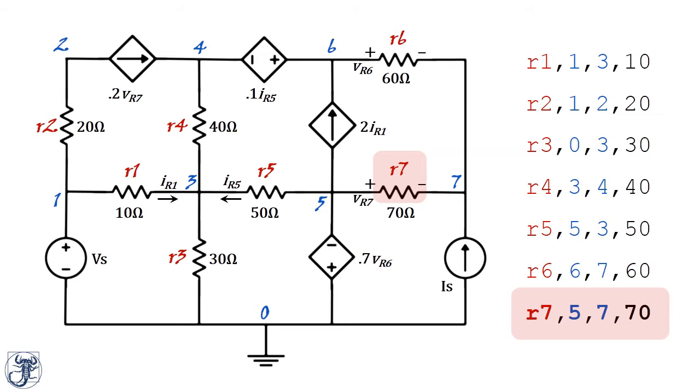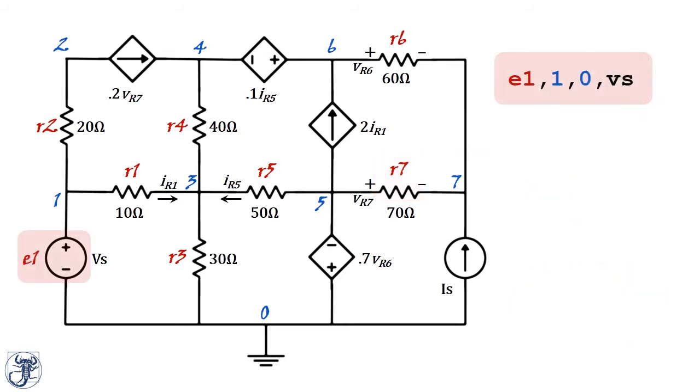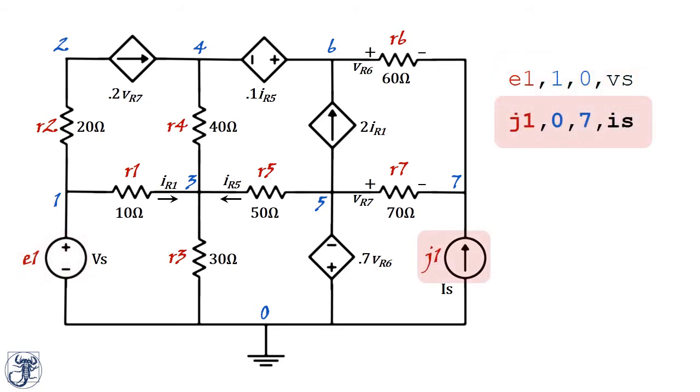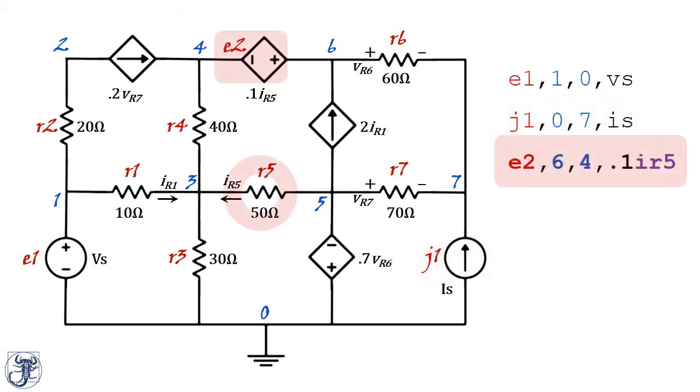Now we define the sources, starting with the independent sources. For E1, the value is Vs, it's a constant unknown. For J1, the value is Is. And then we come to the dependent sources. This is a voltage source controlled by a current. All we have to do in Symbulator is to pass, as you know, the expression that defines the value. So 0.1 IR5, that's a perfect expression. Symbulator understands it with no problem.